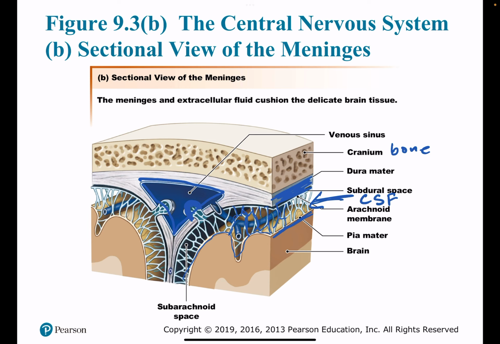Okay, so we're protecting our brain, and we're making sure it has the right environment. It's got cerebral spinal fluid going around it. That's what those different layers can do.